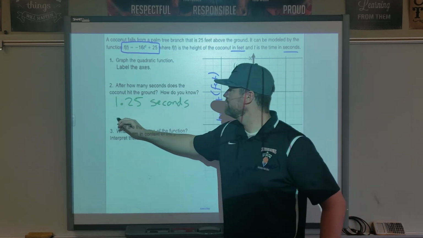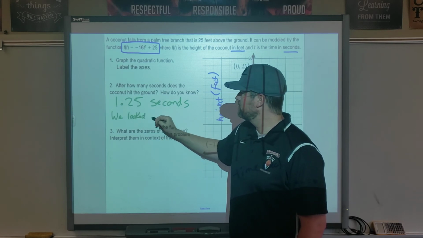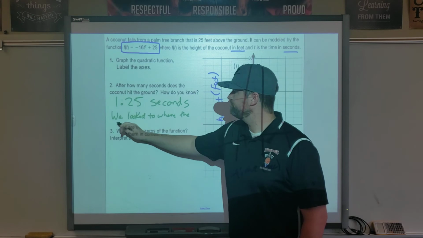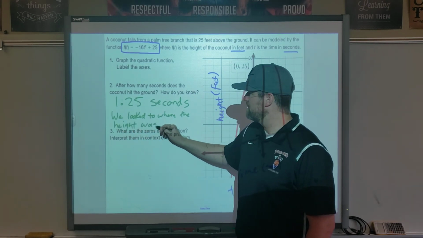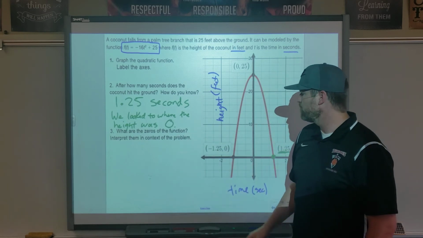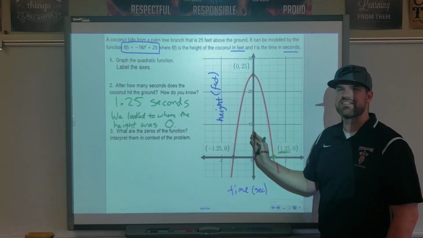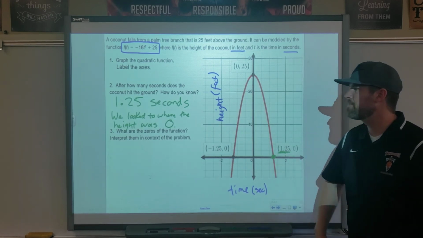How did we know? We looked to where the height was 0. And why didn't we look over at this height? Because that's going back in time and it doesn't make sense. In context of this problem, anything left of 0 doesn't make sense.